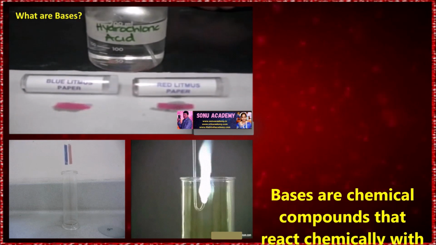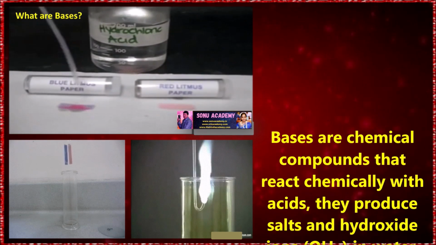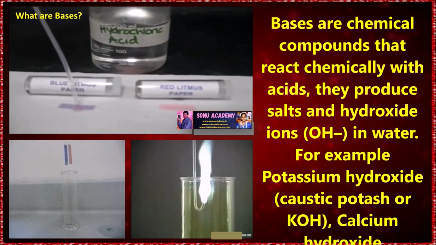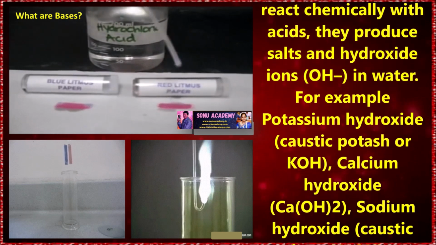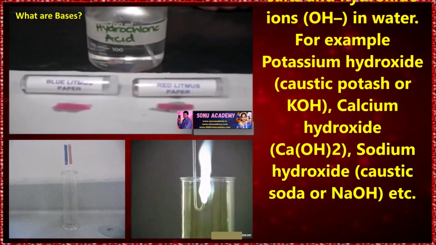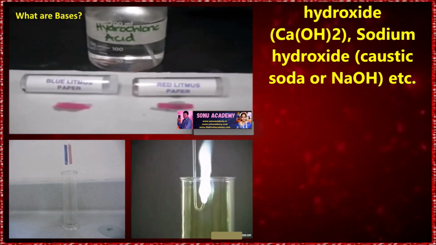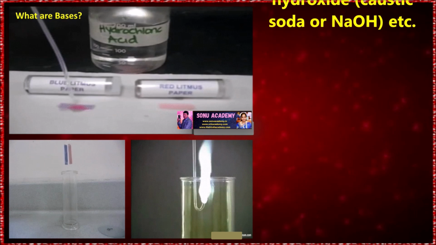Children, let us discuss in detail what bases are. Bases are chemical compounds that react chemically with acids. They produce salt and hydroxide ions in water. For example, potassium hydroxide, caustic potash, or KOH, calcium hydroxide, sodium hydroxide, etc.